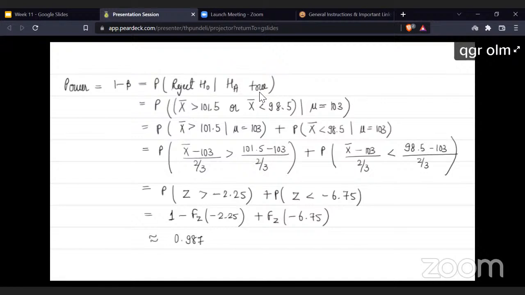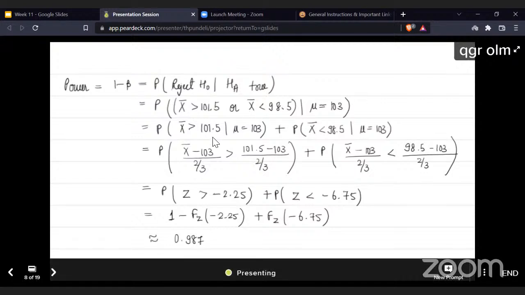Where am I going wrong, ma'am? Okay, so if you are writing mod of x bar minus 103 greater than 3, ma'am, right? I'm sorry to interrupt, ma'am. We can take this up at the end also. I don't want to delay the session. Okay, I will take it at the end then. Thank you so much.